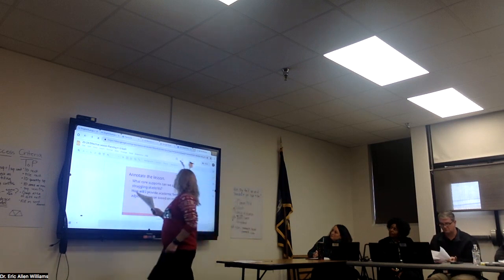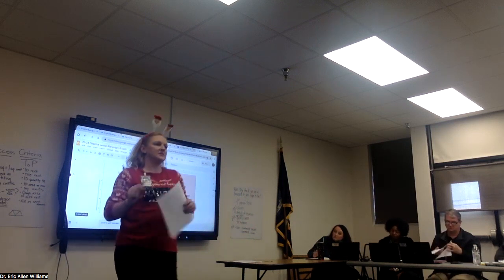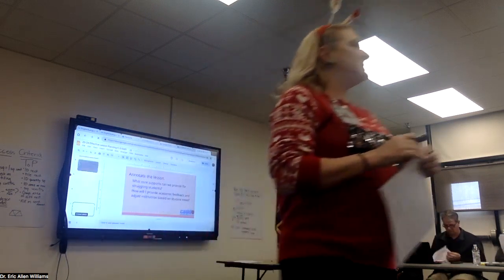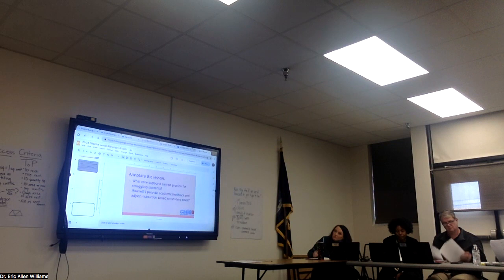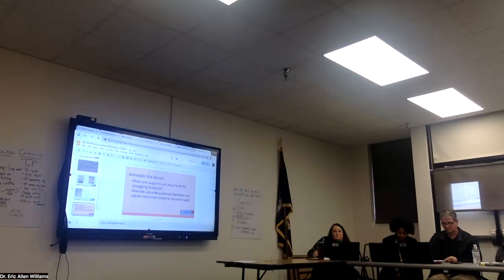What core supports can we provide for struggling students? Well, with this lesson, it's not a core support, but it's asked in the conceptual piece for pattern blocks. So if you're in third grade, when they're doing this lesson and you don't see pattern blocks, ask them why. Because it should have come in the manipulative kit. There should be pattern blocks.